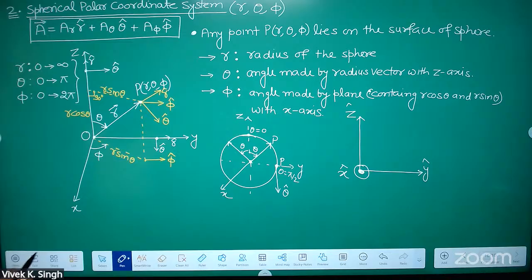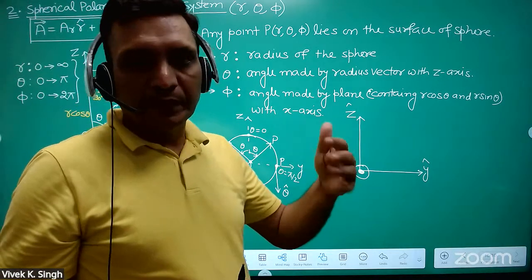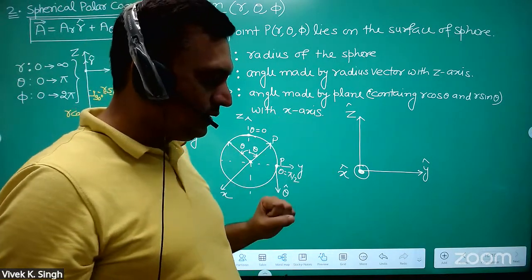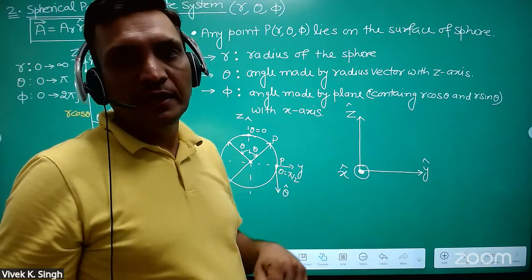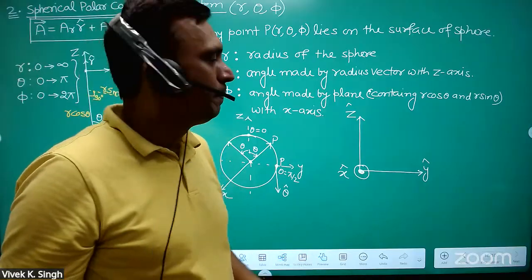So you must visualize r, theta, phi. We will take many examples. Let us first see how we will define them, and then we will take examples. Through examples only you will understand how to specify r, theta, phi.